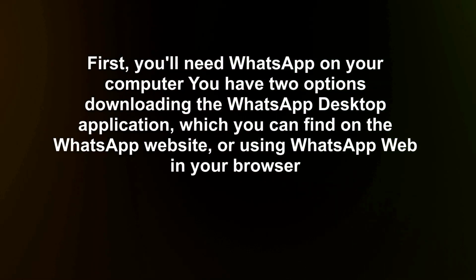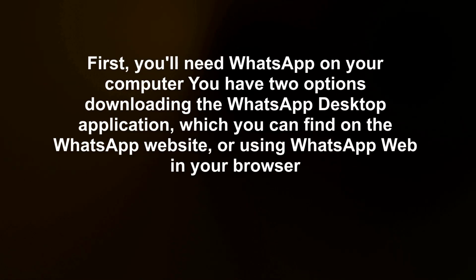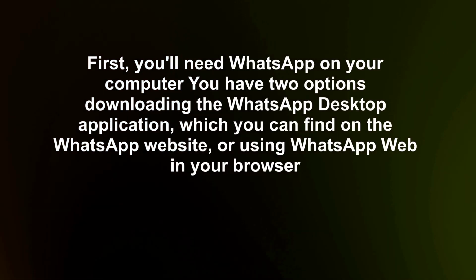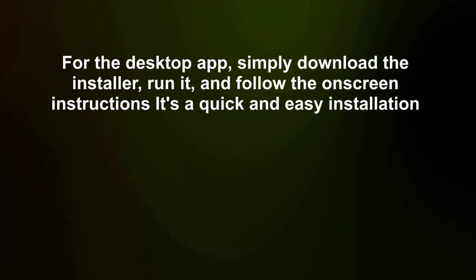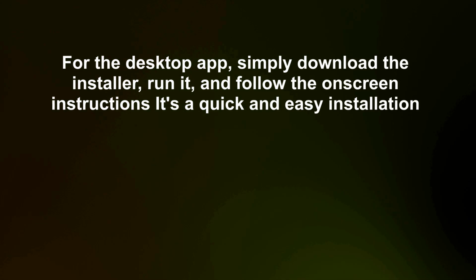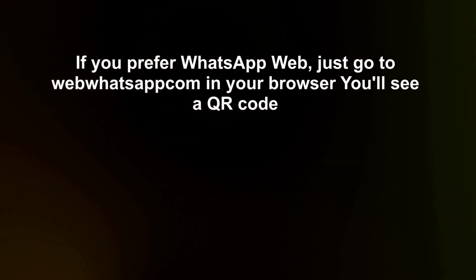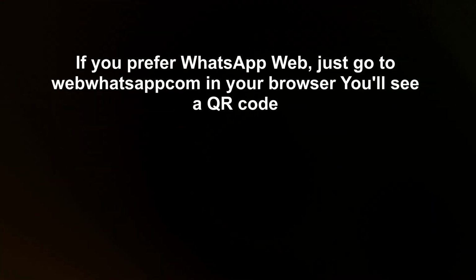You have two options: downloading the WhatsApp desktop application, which you can find on the WhatsApp website, or using WhatsApp web in your browser. For the desktop app, simply download the installer, run it, and follow the on-screen instructions. It's a quick and easy installation. If you prefer WhatsApp web, just go to Web WhatsApp in your browser.